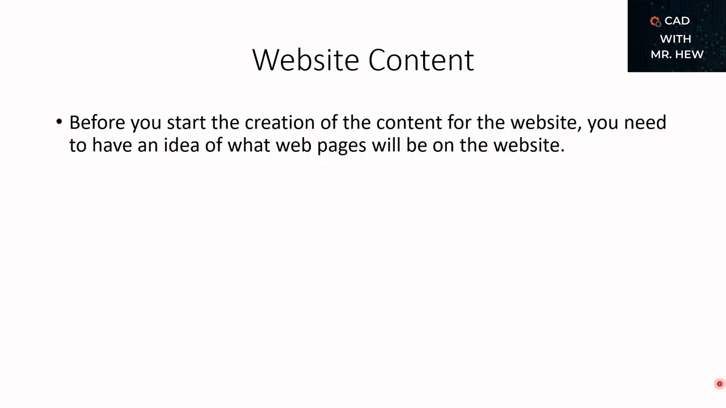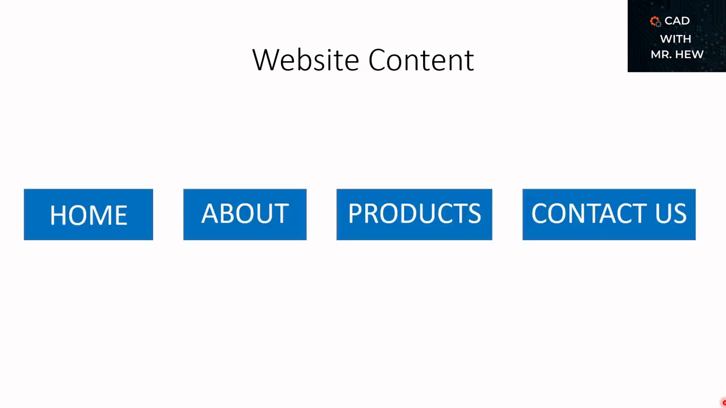Before you start the creation of the content for the website, you need to have an idea of what web pages will be on the website. For our example in today's video, we will have a website which has 4 pages. The first page is called the home, which will be the landing page, which will link to the 3 other pages. The second page will be the about, which will give a description about the actual company.